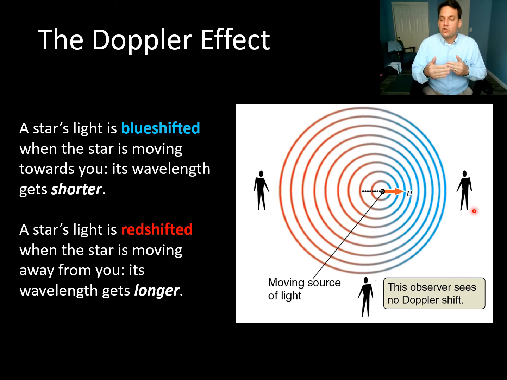And if the wavelength is shorter, that means that we perceive that light as bluer. Thus, in the spirit of not being very creative in our naming schemes, we call that blue shifted. And the exact opposite is true of an observer from whom the star is moving away.